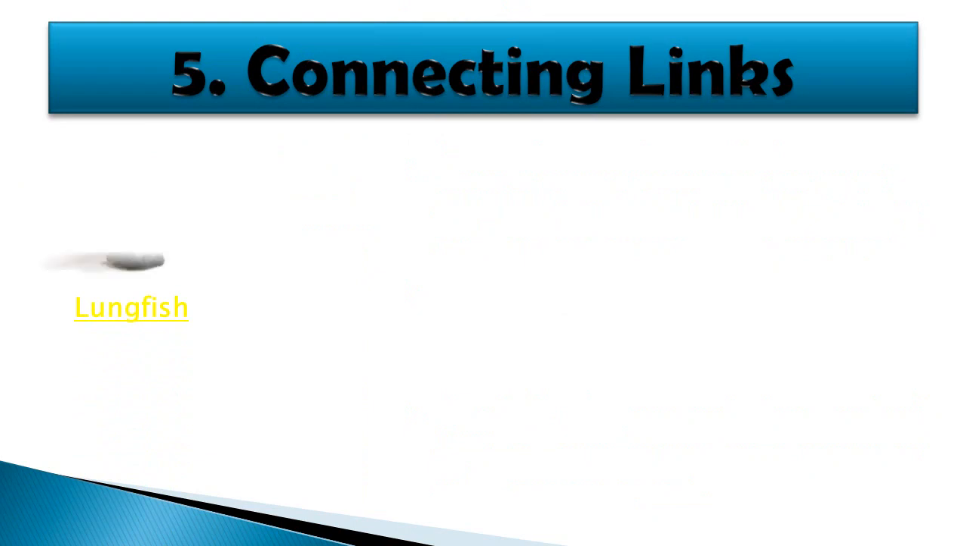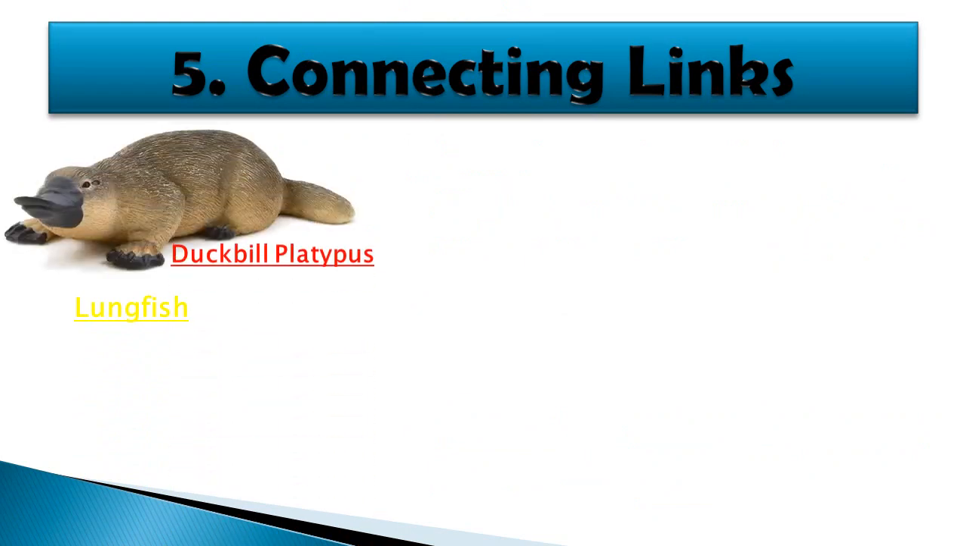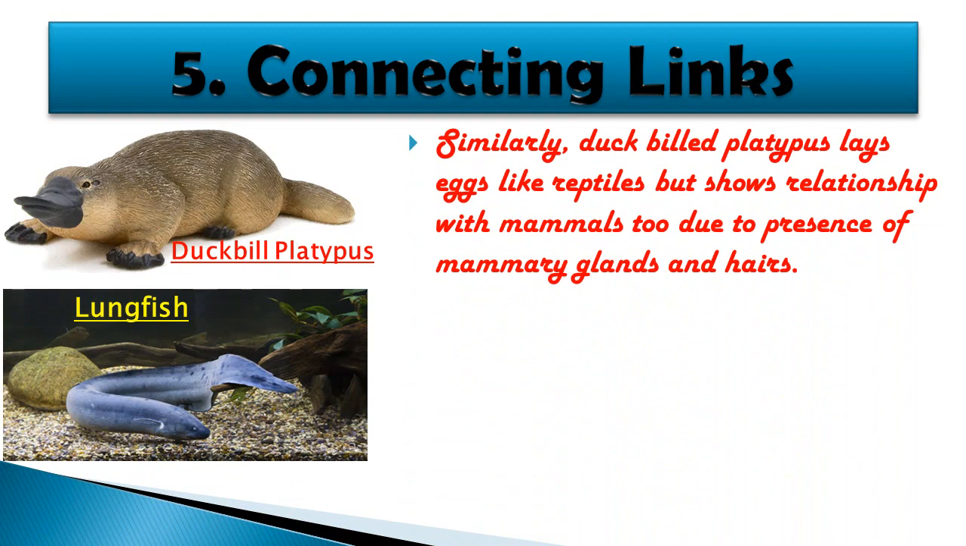Okay, now the next example of a connecting link. This is the duckbill platypus, and next is the lungfish. The duckbill platypus lays eggs like reptiles but also shows a relationship with mammals due to the presence of mammary glands and hair. So it has mammary glands and hair on the skin, which are characters similar to mammals, and it also behaves like reptiles, which lay eggs. Mammary glands are the glands by which mammals can feed their own children, and hair on the skin is like we have in mammals. So this is an example of a connecting link.